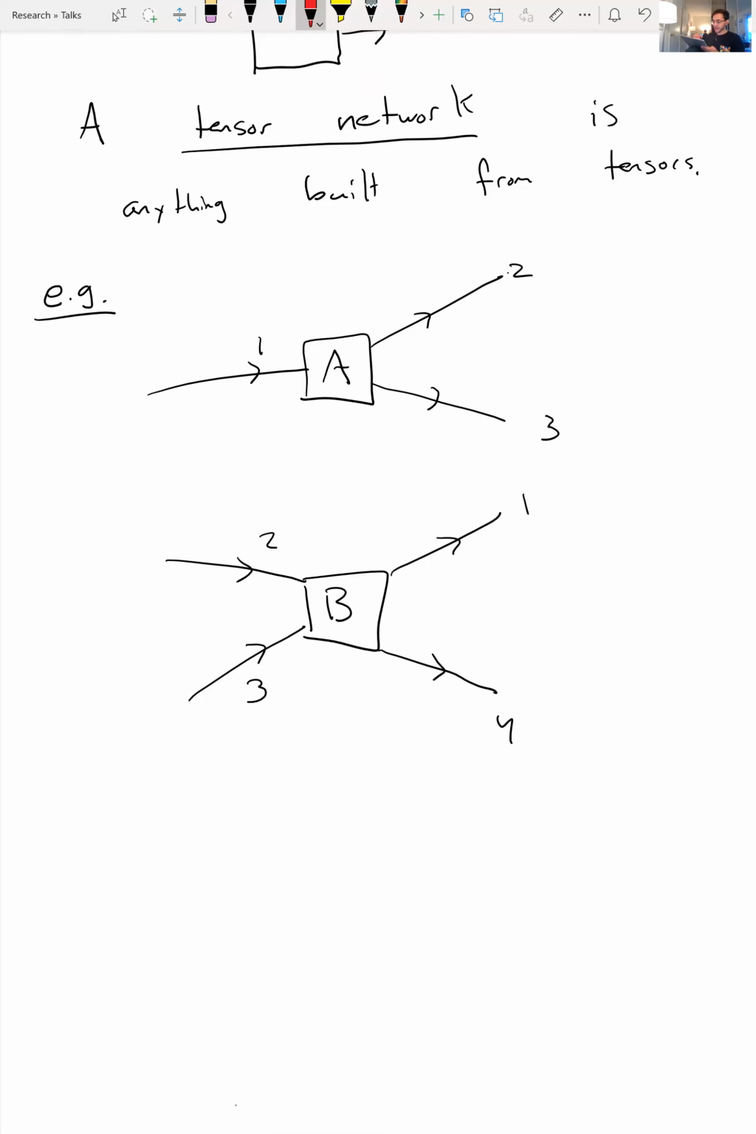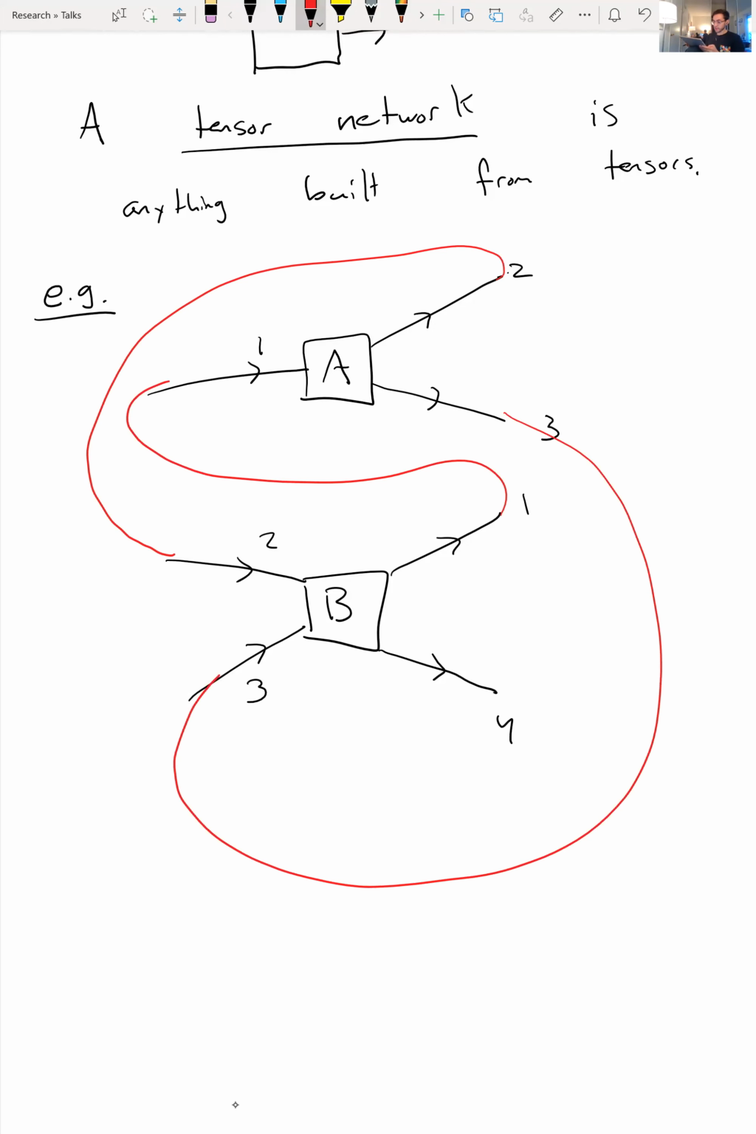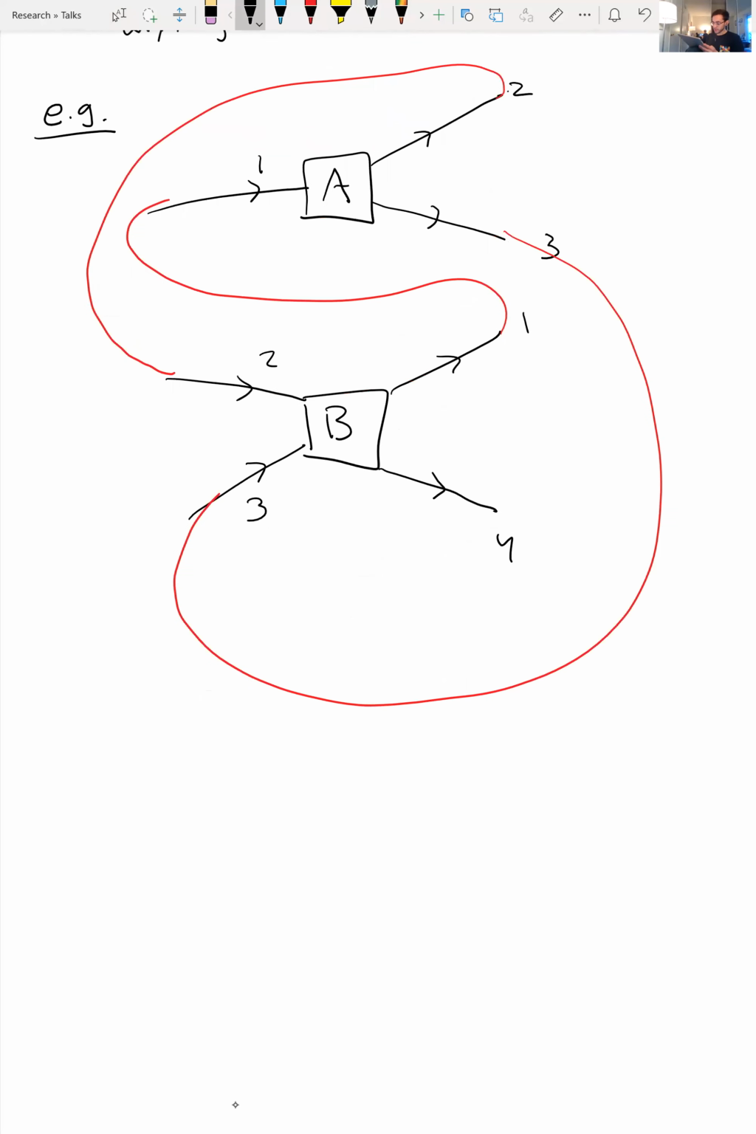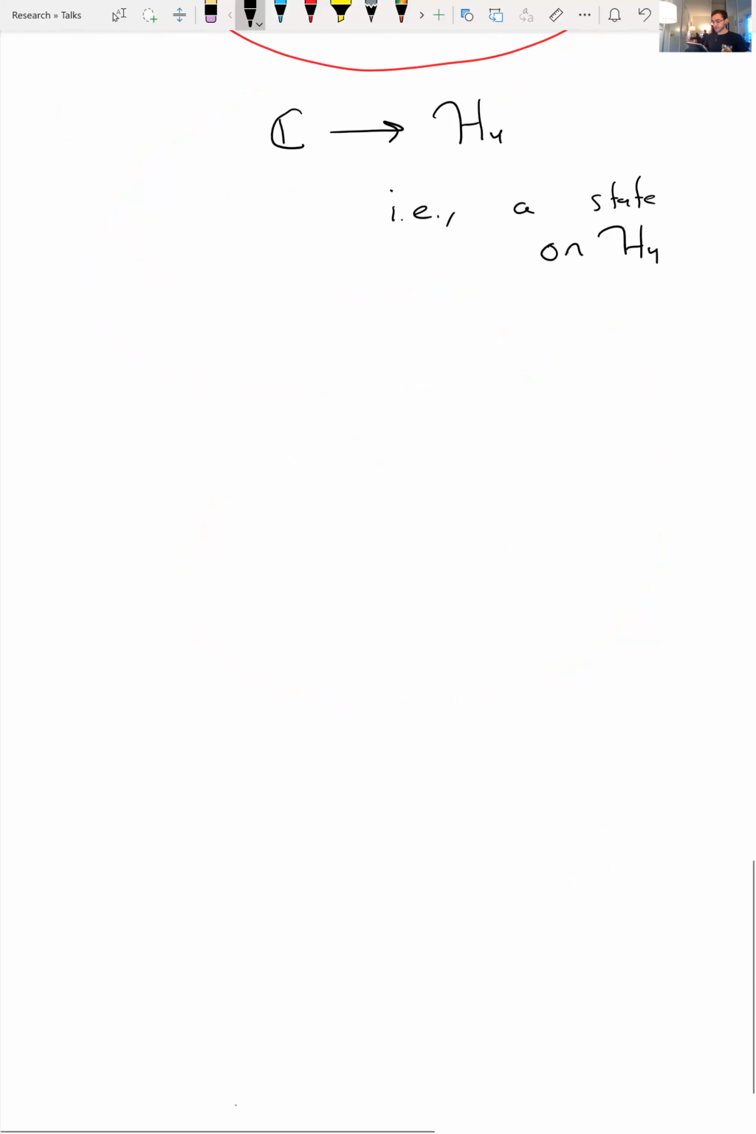Then I'm free to contract all output legs with corresponding input legs. So I can contract the 2s here, I can contract the 1s here, I can contract the 3s here, and I'm left with a tensor network, something I've gotten by slotting these tensors together, that gives me ultimately a map from the complex numbers to Hilbert space 4. In other words, a state on 4. So this is an example of a tensor network that if I were to specify the tensors A and B, would specify some state on Hilbert space 4. Okay, that's the basics of tensor networks.